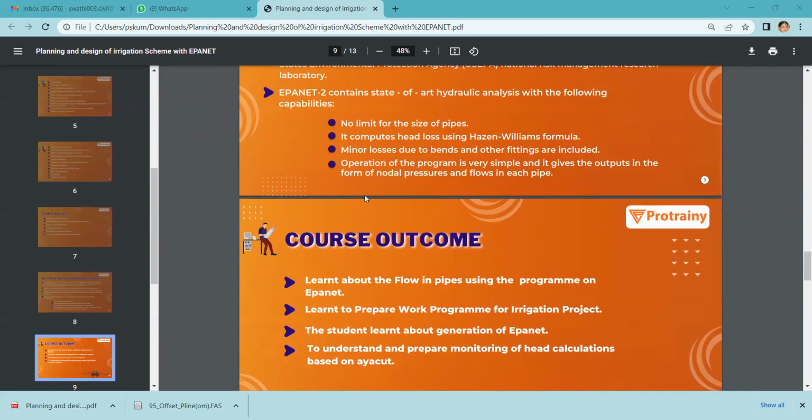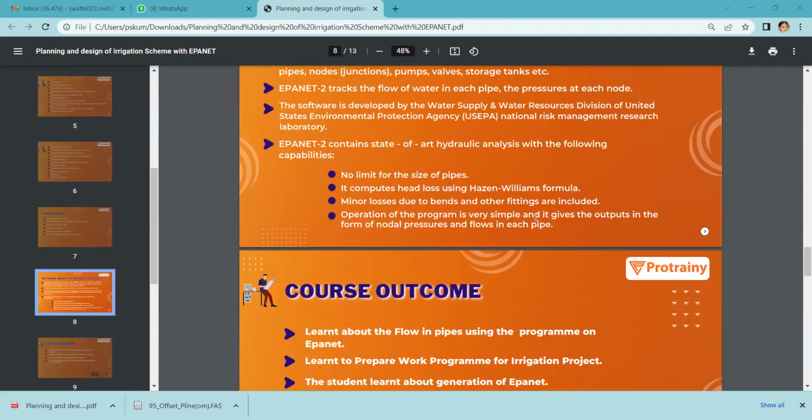Okay. What are the considerations? Operation of the program is very simple and it gives the output in the form of nodal pressure and flows in each pipe. What are the inputs and outputs? Inputs are the base demand and the length. Length is superimposed from the drawing to EPANET, so there is no need to enter the length. Output will be pressure, diameter, velocity like that.